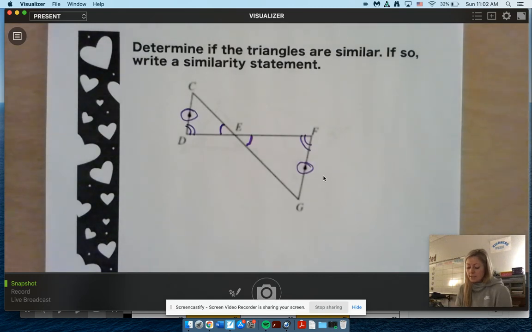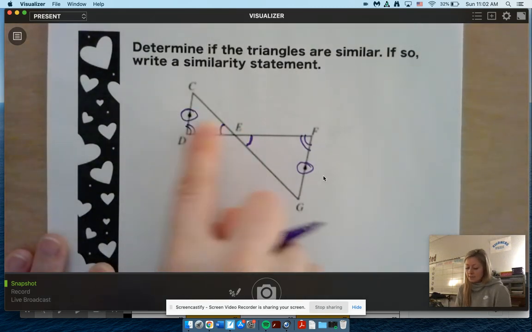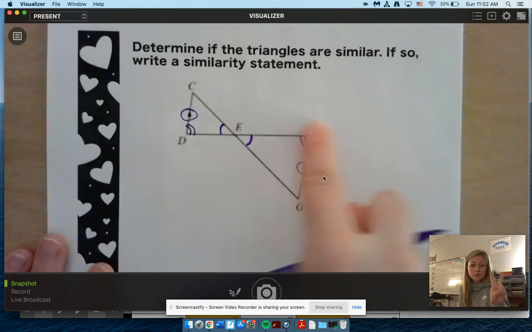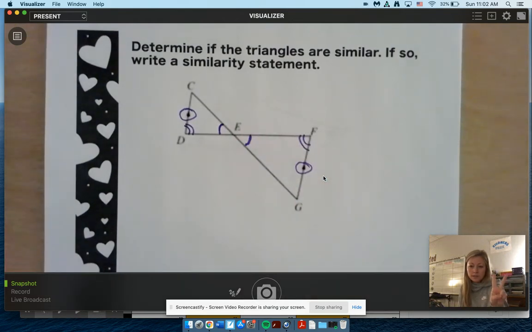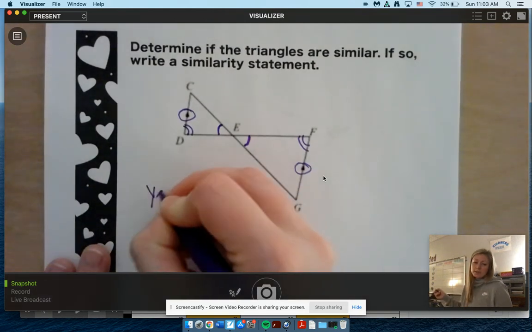So now we can say that this triangle on the left is similar to this triangle on the right because we have two pairs of congruent angles, which makes them similar. So we're going to say yes, they're similar.